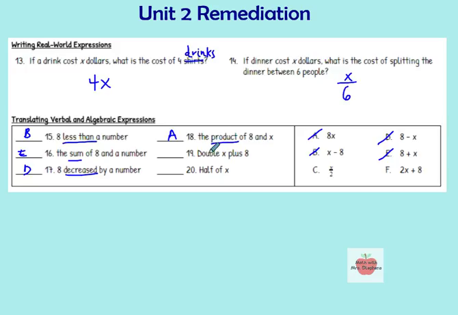Number 19, double X plus 8. Double means we need to multiply by 2 and then add 8. Well, that matches 2X plus 8. And then the last one, number 20, half of X. If I want to find half of X, I need to divide it by 2. So this one matches X divided by 2, option C.